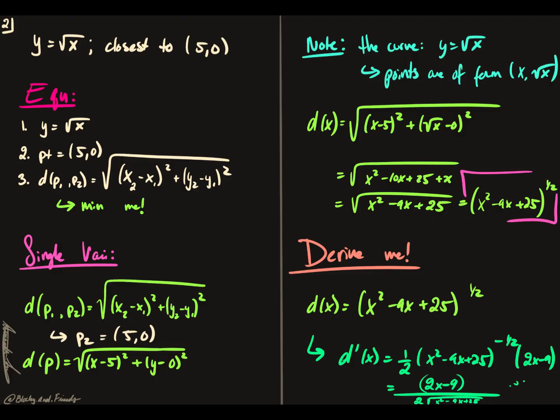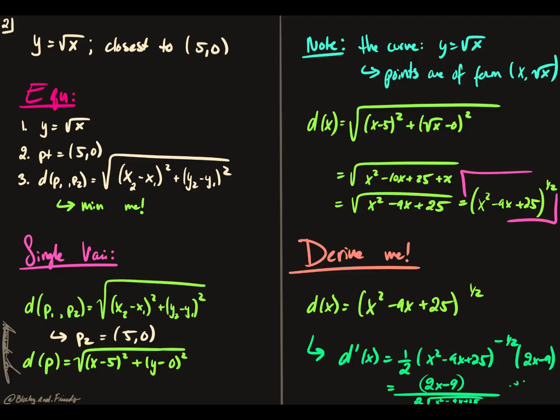x minus 5 squared plus, what does y equal? Oh yeah, root x, right? And that you can write as, distribute this out, x squared minus 10x plus 25. This is plus x. That equals x squared minus 9x plus 25, which you can write for derivative purposes after as x squared minus 9x plus 25 to the 1/2. Easy money. You now have the single variable equation of the thing you're trying to optimize. At this point, I would circle it so you don't lose it.